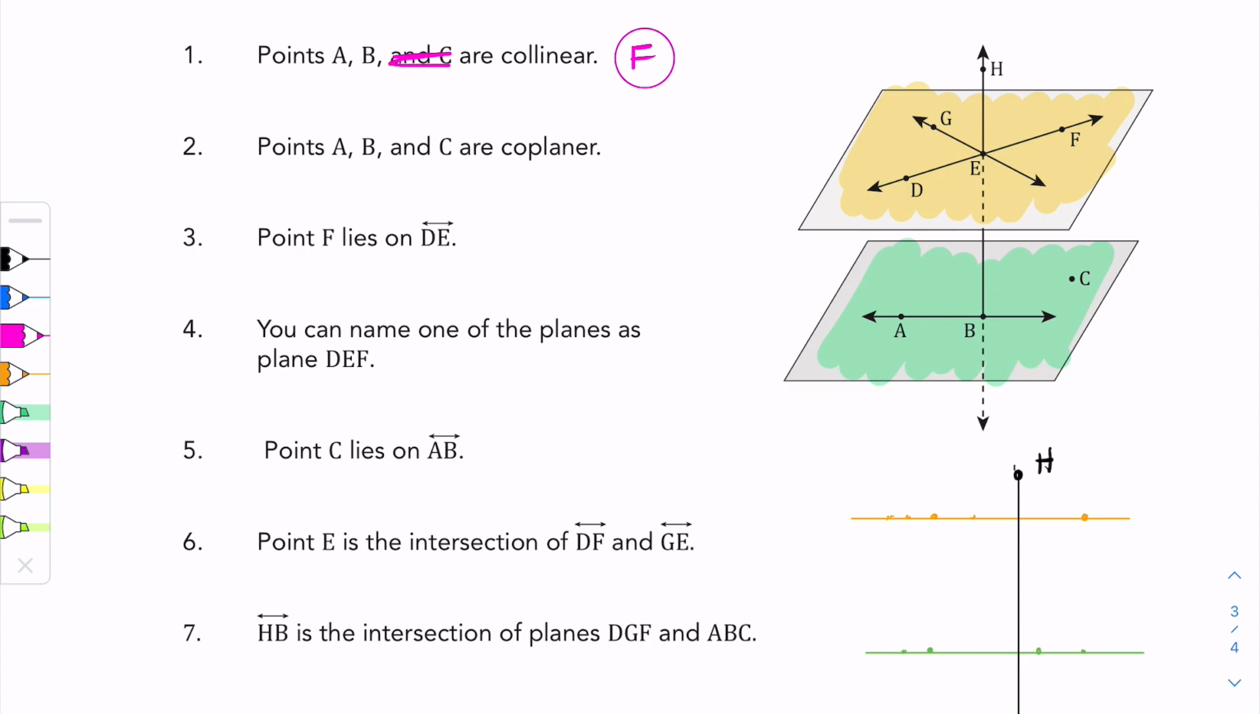For number 2, it says points A, B, and C are coplanar. A, B, and C all fall on my green highlighted plane, so I would say that is true. Number 3, point F lies on line DE. Here's line DE. Here's point F. Point F lies on that line, so number 3 is true.